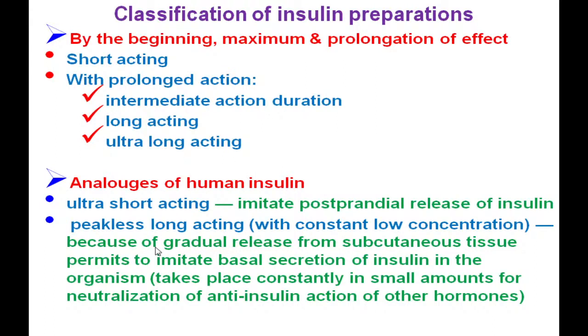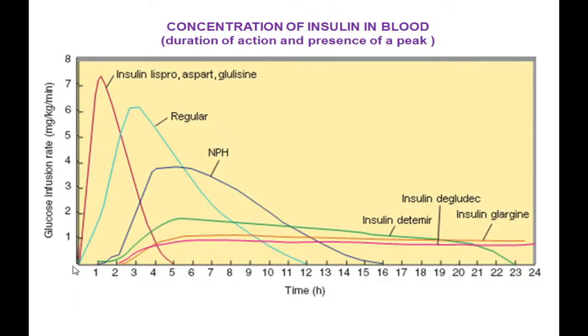Animal insulin or human insulin itself is called regular insulin. Regular insulin acts, we should take into account half-life period. So it acts approximately 5 to 6, maybe a little more hours, regular.